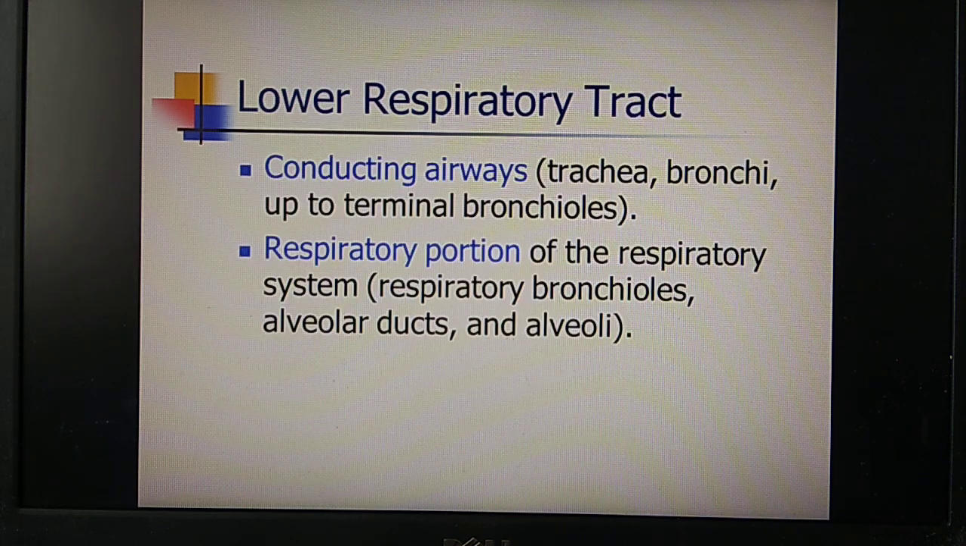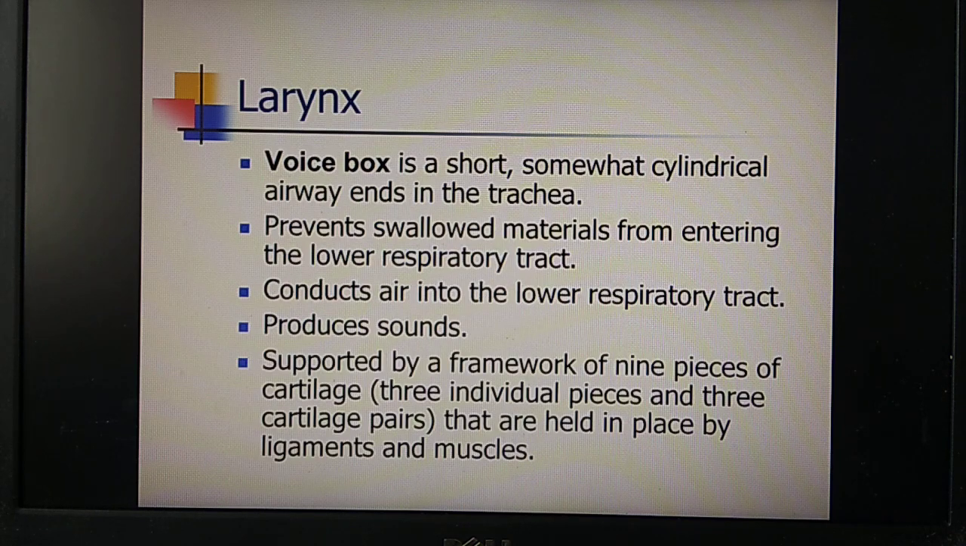So the lower respiratory tract, that is the conducting pathway, includes the trachea, bronchi up to the terminals of bronchioles, and the respiratory portion that includes bronchioles as well as the alveoli. And coming to the larynx, which is one of the important organs, termed the voice box, it is a short, somewhat cylindrical airway that ends in the trachea. It prevents swallowed material from entering the lower respiratory tract, and it also conducts air into the lower respiratory tract.